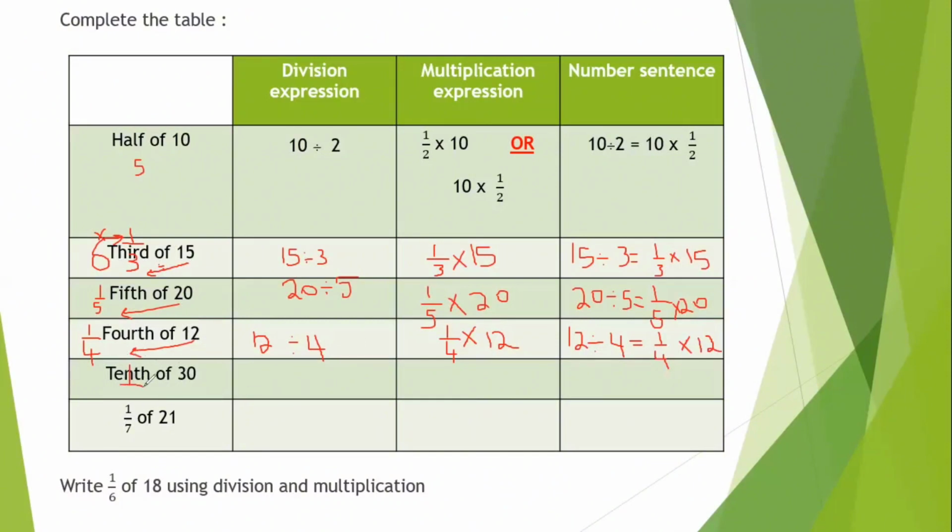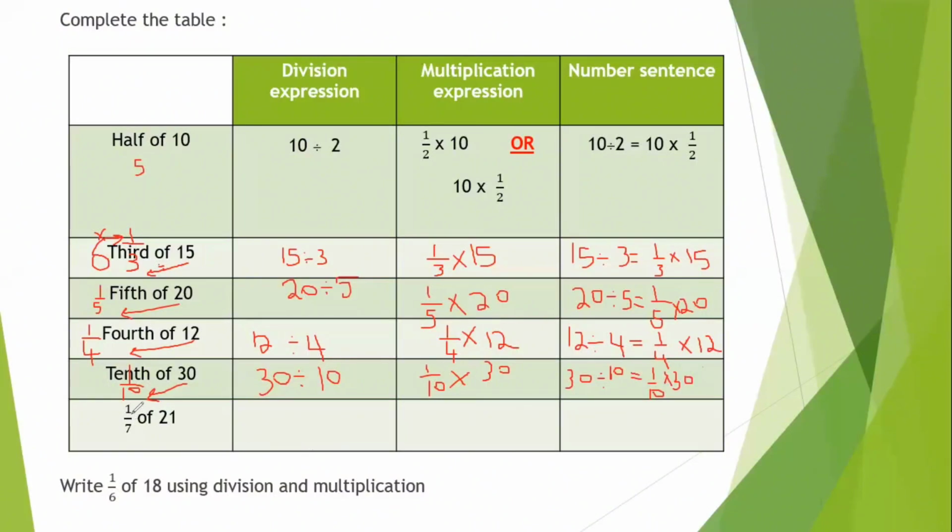Next, tenth of 30. Tenth means 1 over 10. So if I want to write it as a division expression, it will be 30 divided by 10. Of course, 30 divided by 10 equals 3. Or the multiplication expression: instead of tenth, I will write 1 over 10. Instead of of I will put the multiplication sign. Then 30. To write the number sentence, 30 divided by 10 equals the same answer if I multiply 1/10 by 30. It will be also 3.